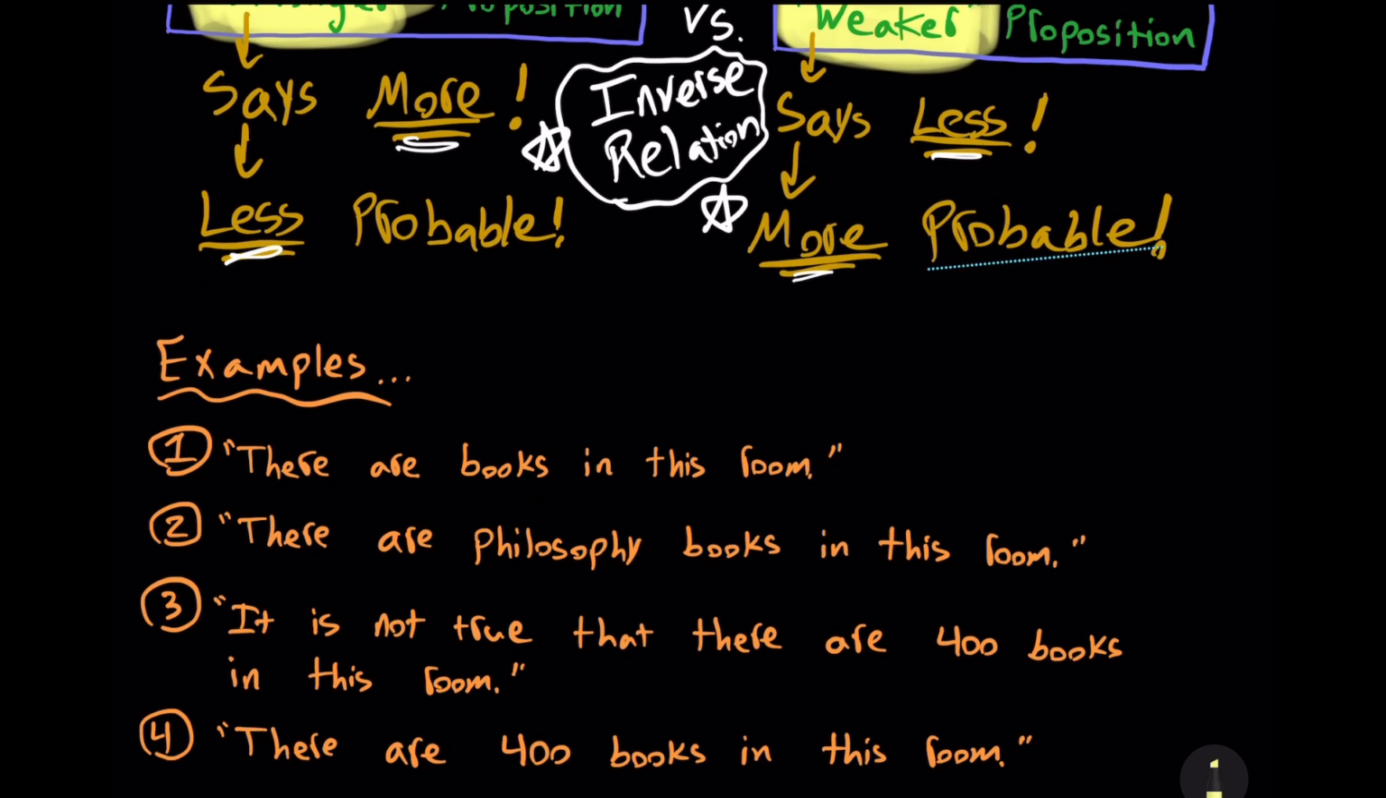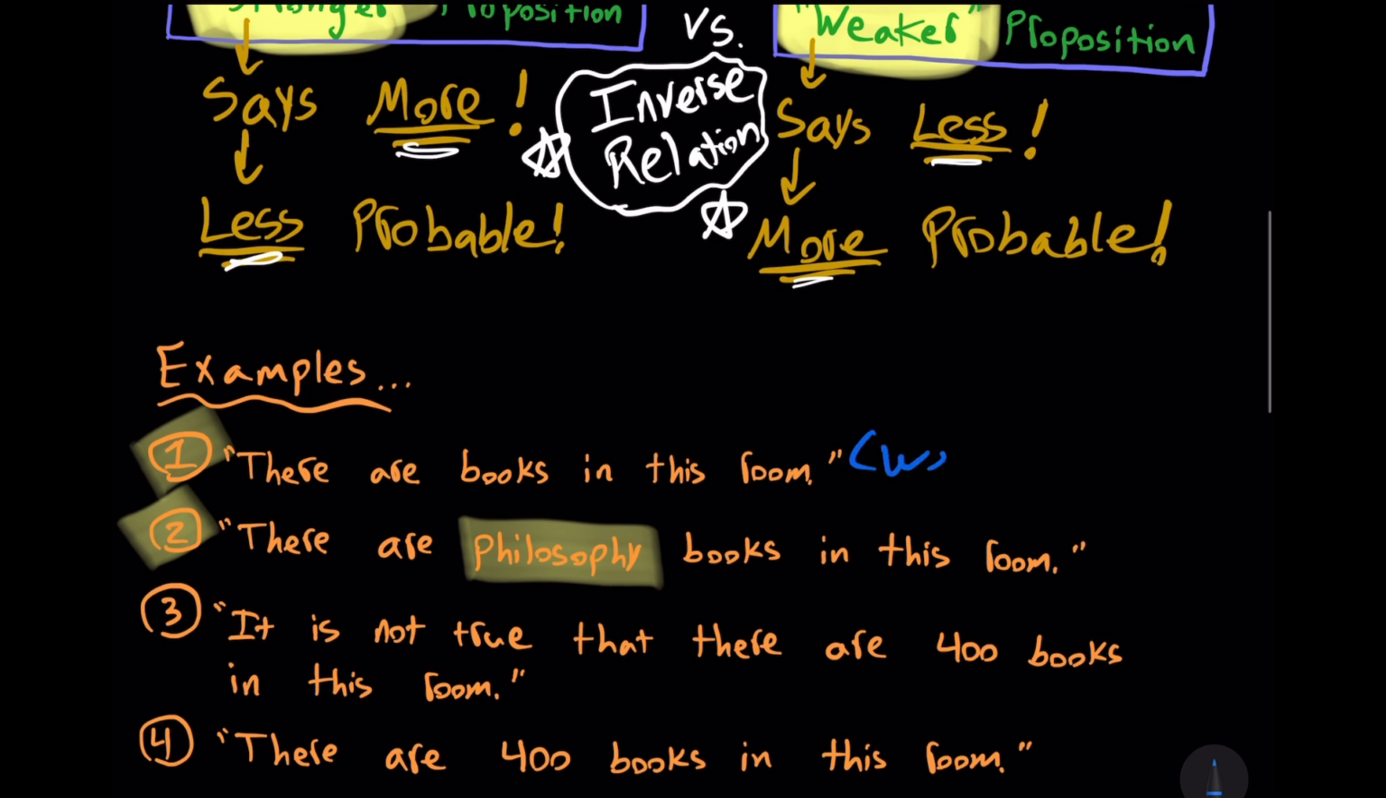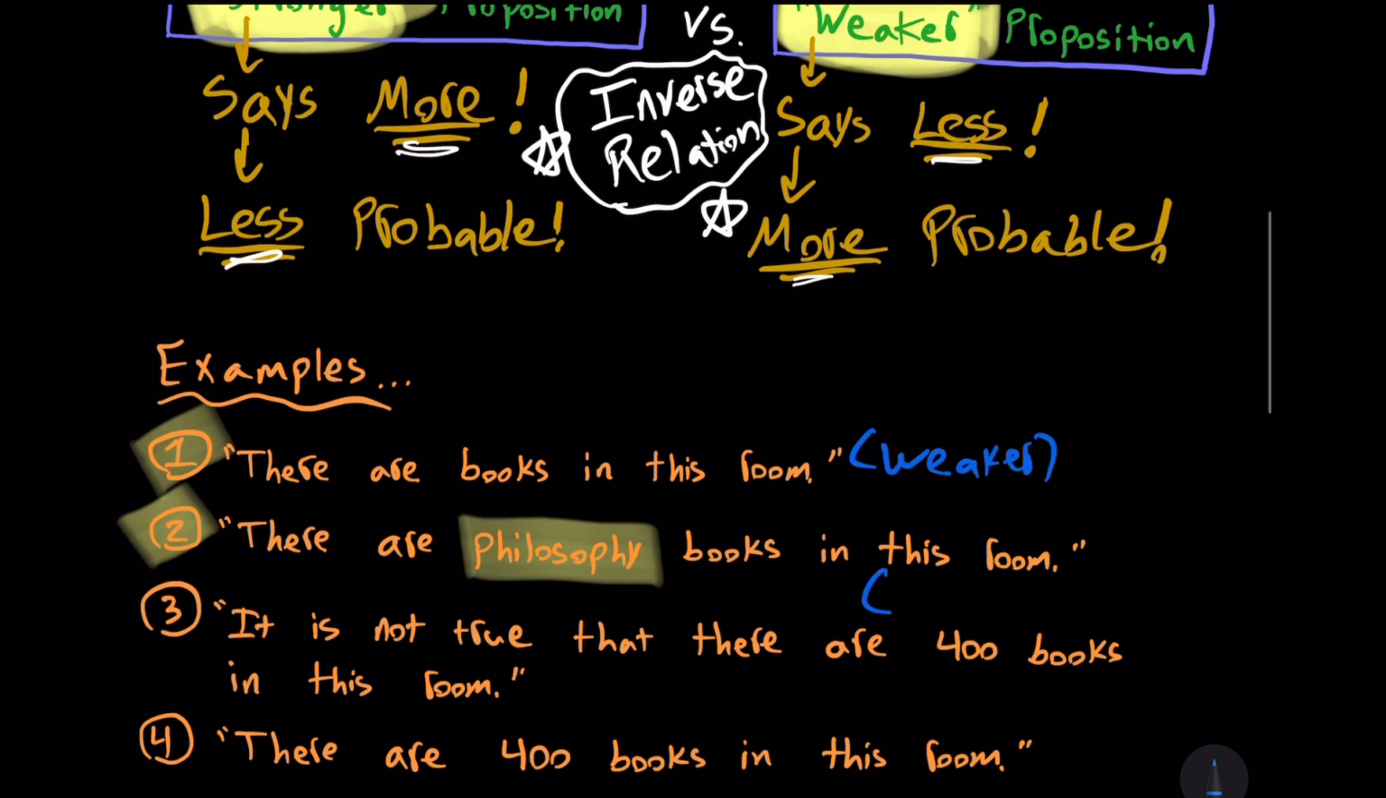Consider propositions 1 and 2. Proposition 1 tells us that there are books in this room, whereas proposition 2 says that there are philosophy books in this room. Note that proposition 2 is more specifying. It's more demanding, it's more specific. So that implies that the first proposition is relatively weaker, and the second proposition is relatively stronger.